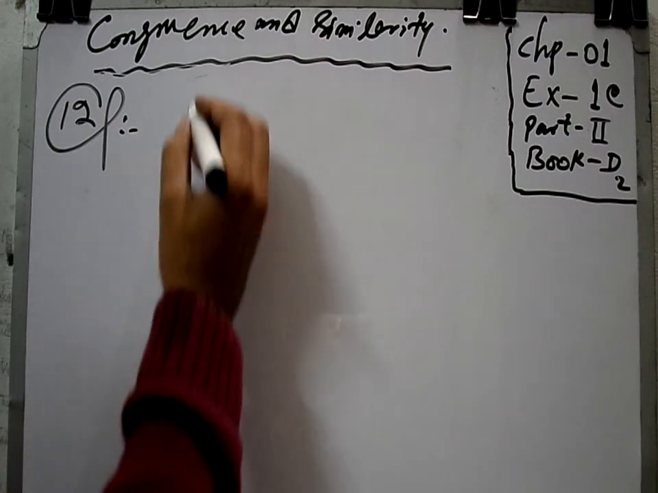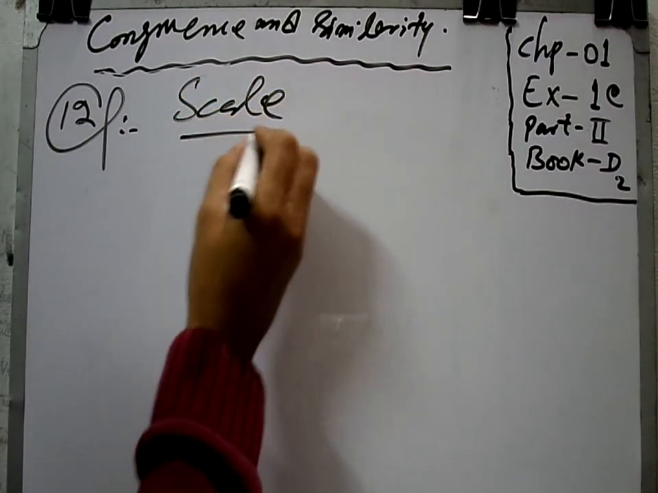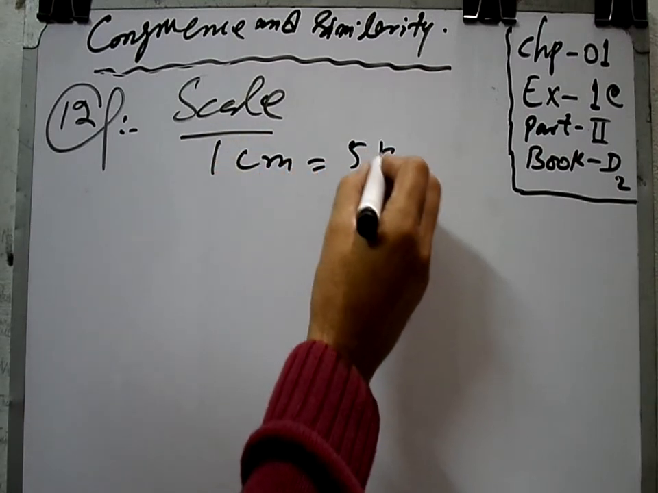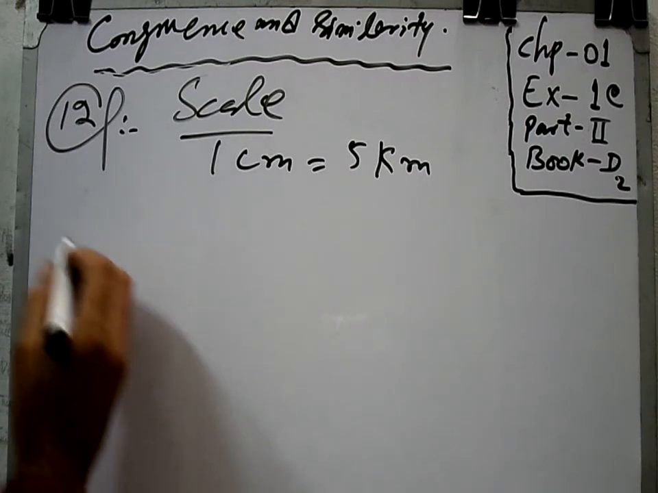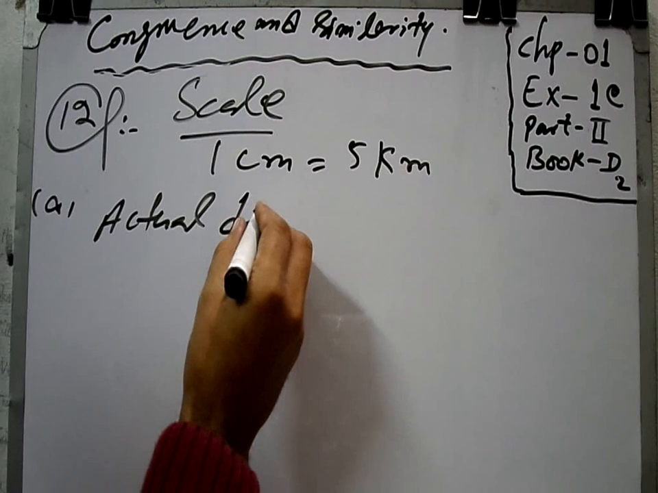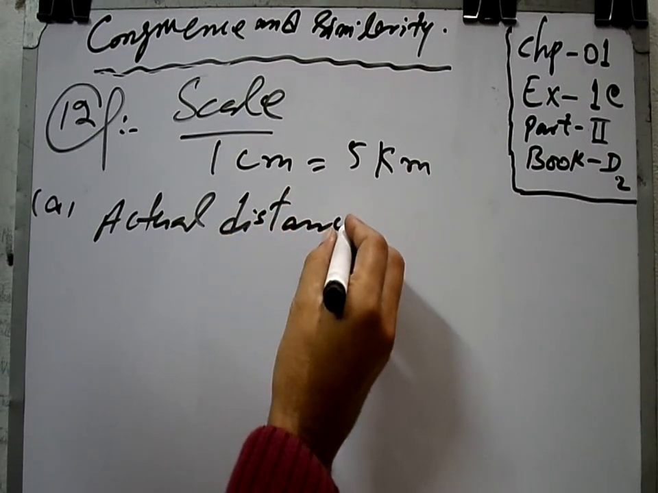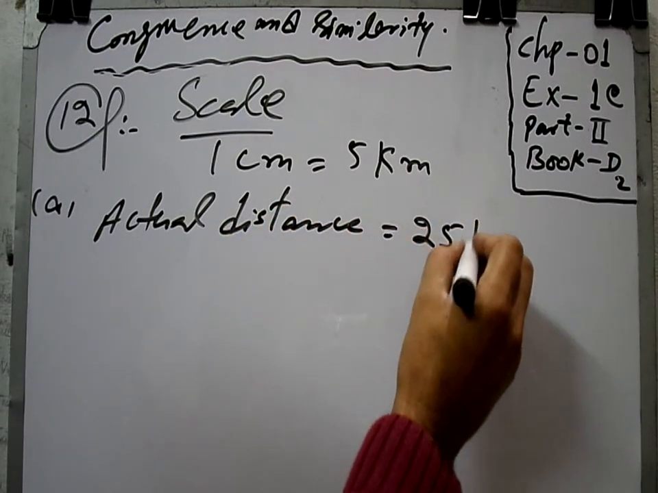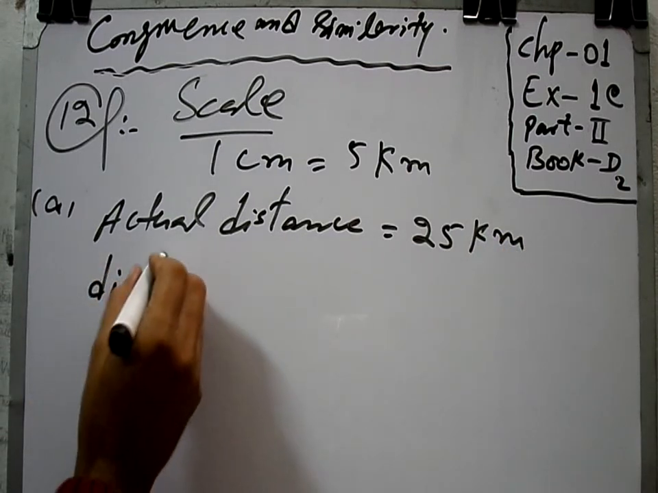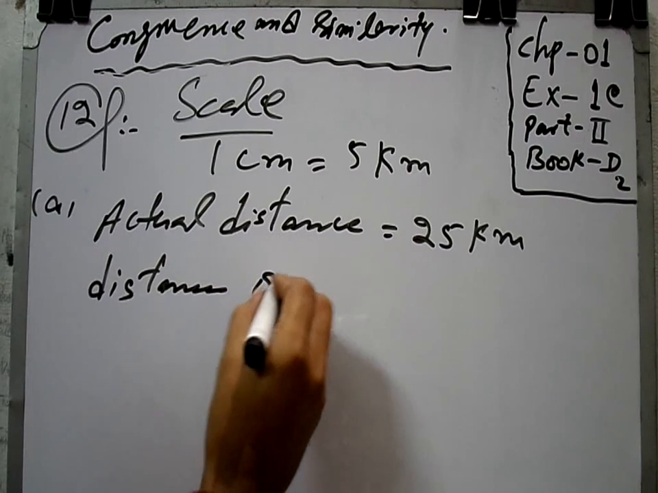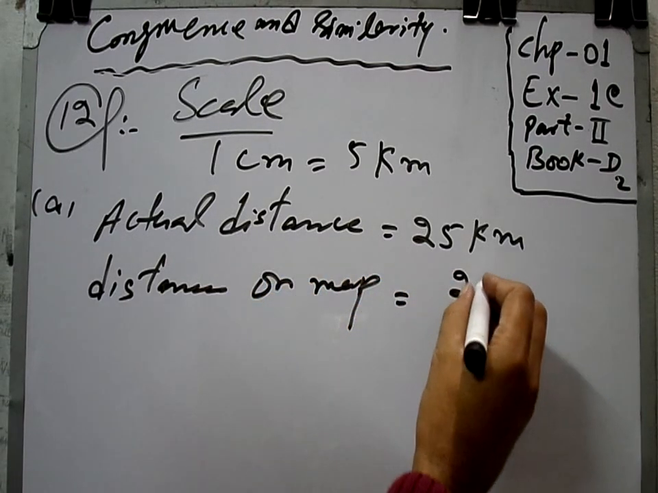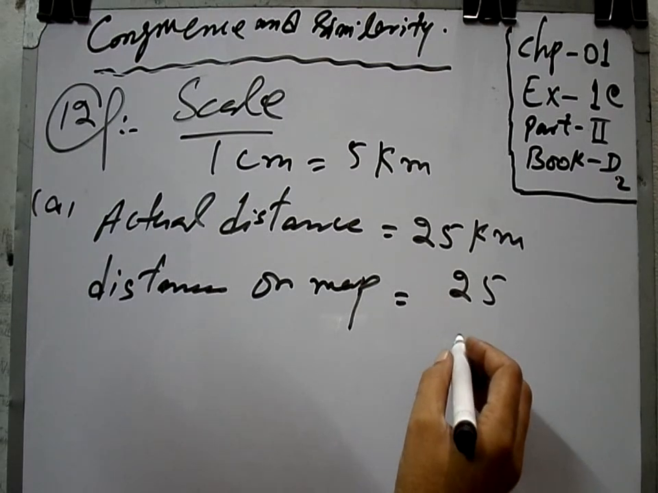So scale is a very easy question. What is the scale? 1 centimeter is equal to 5 kilometer. Just you have to multiply. In A portion, what is the actual distance? Actual distance is equal to 25 kilometer. We have to solve it. What is this distance on map? Very simple, it is equal to 25 divided by scale ratio, that is 5.